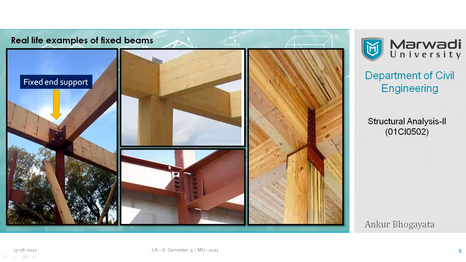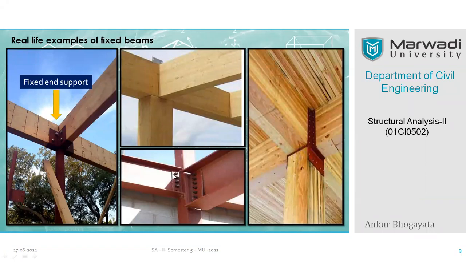Here you can see another image where two beams of different depth are connected with a common column. However, the way of connecting is the same. Here you can see there is an angle. So the angle is first welded with the column, and then the other outstanding angle leg is connected with the web of this I section by means of a series of bolts. Here you can see them. So all these bolts ensure the fixity of this connection.